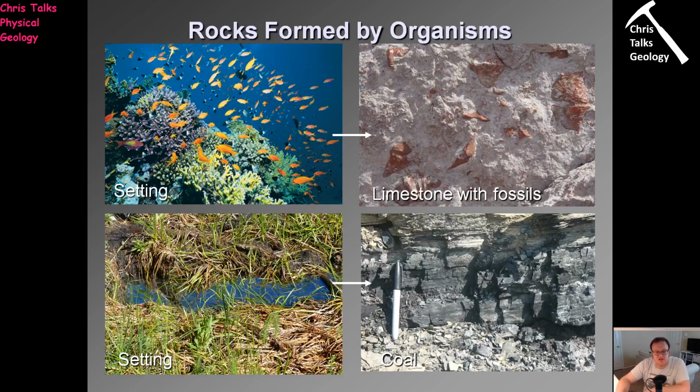So in terms of rocks formed by organisms, you can see in both of these instances we have a situation where we have shelly material like coral and bits of shell and crinoid being incorporated to make sedimentary rocks. And in this instance we have a situation where we have undecomposed plant matter being used to make coal, in this case another chemical sedimentary rock.